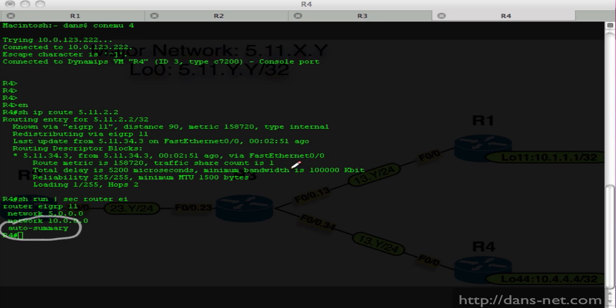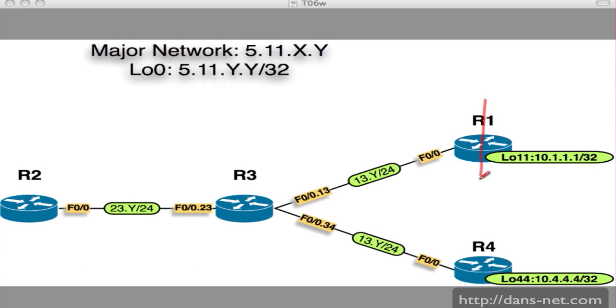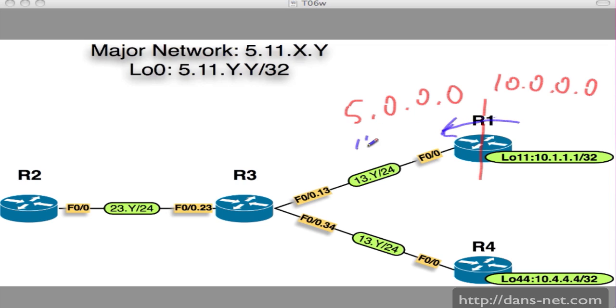Let's have a closer look at how auto-summary works. R1 got two major networks, 10.0.0.0 and 5.0.0.0. When auto-summary is enabled and a route crosses a major network boundary, EIGRP will send a 10.0.0.0/8 route. But when it doesn't cross, like R1's loopback, no summary is happening.